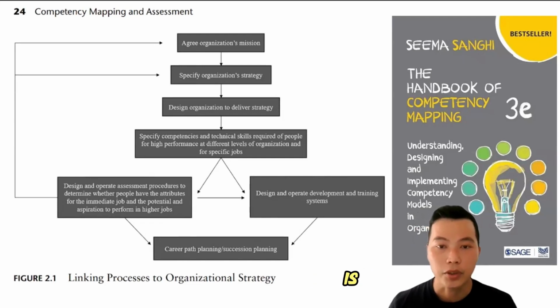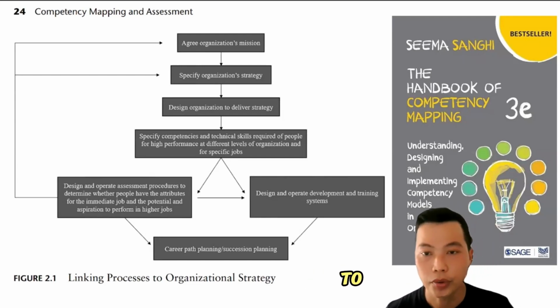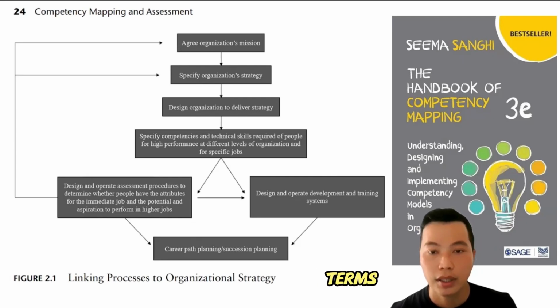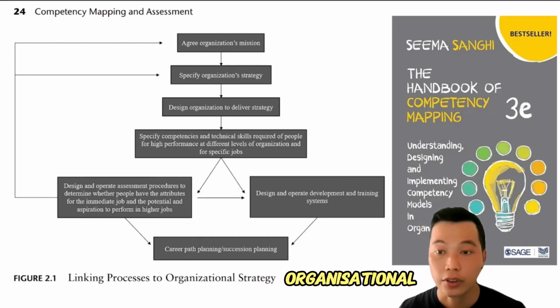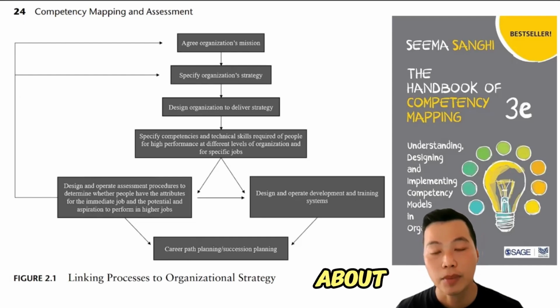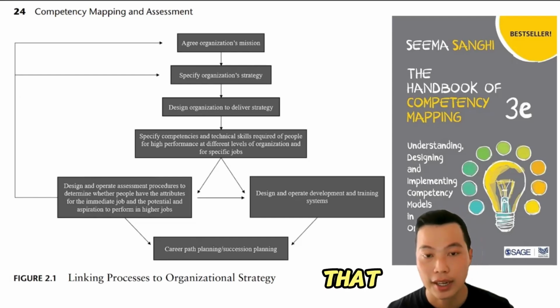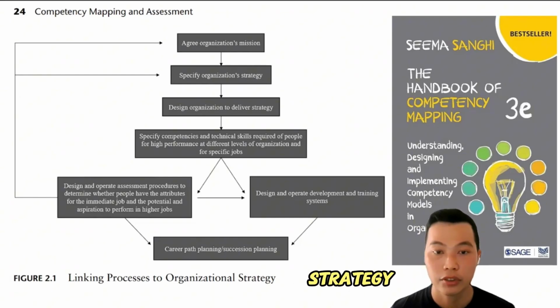This diagram is called linking processes to organizational strategy. In simple terms, it's about linking HR processes to organizational strategy. It's not just about competency. It describes a logical chain. You can see that step one, strategy to organization, to people, to assessment, to development and succession.